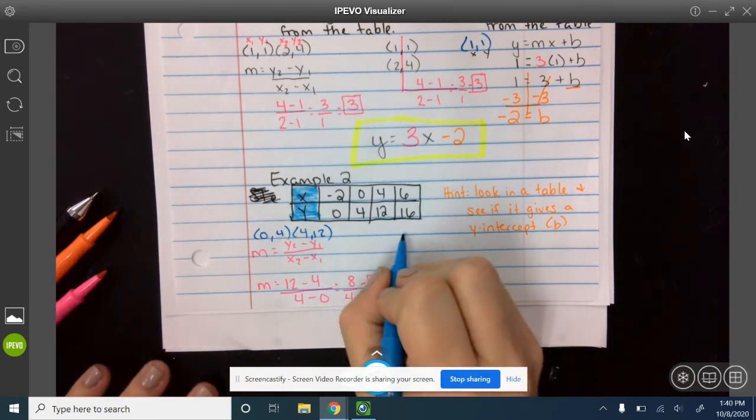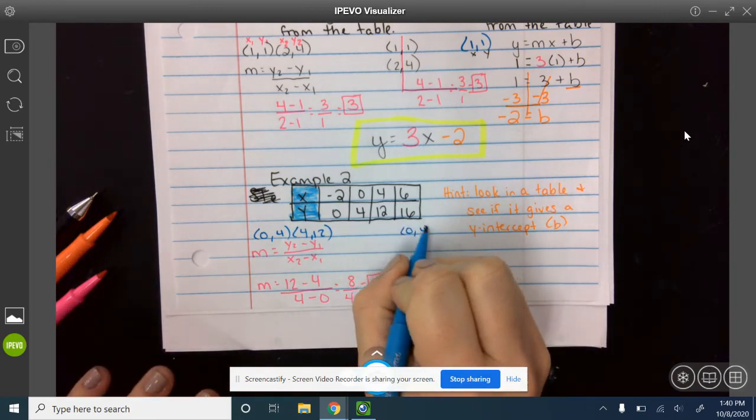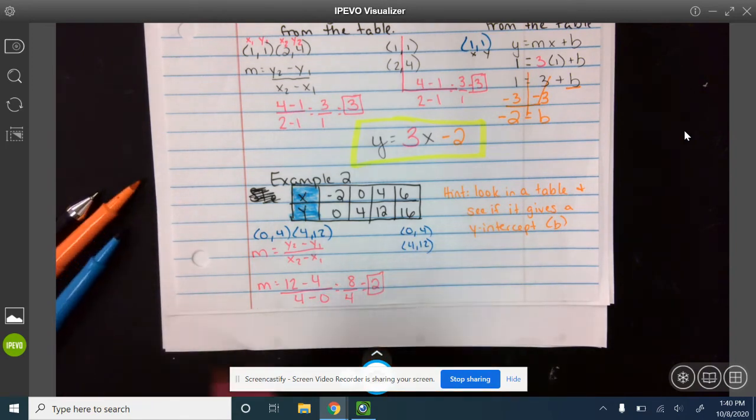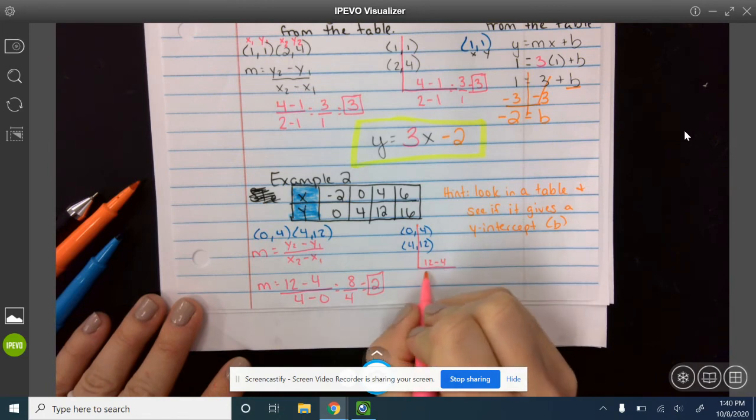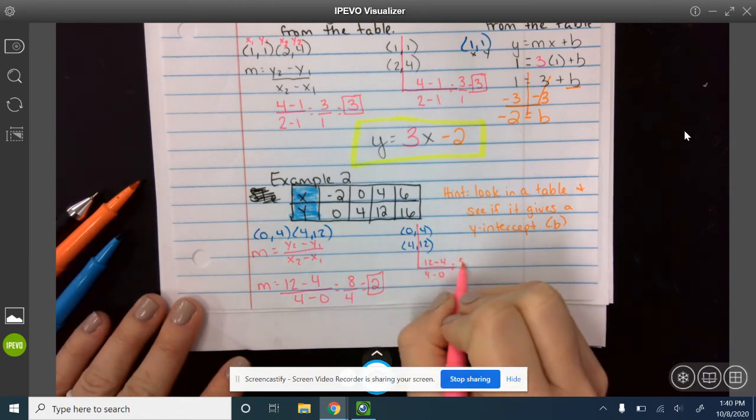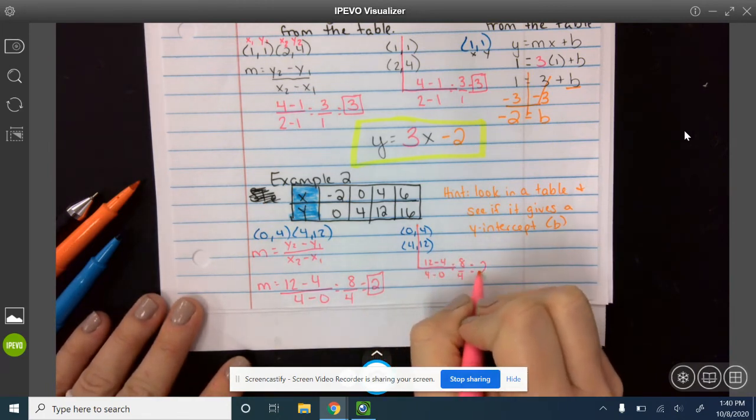If you prefer the L, 0, 4, 4, 12. And I'll just draw my L. And again, we'll have 12 minus 4, 4 minus 0. 8 over 4 is 2.